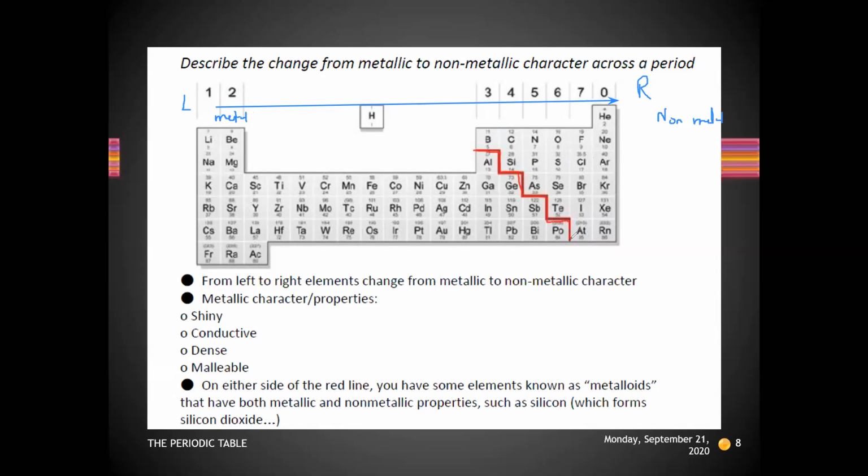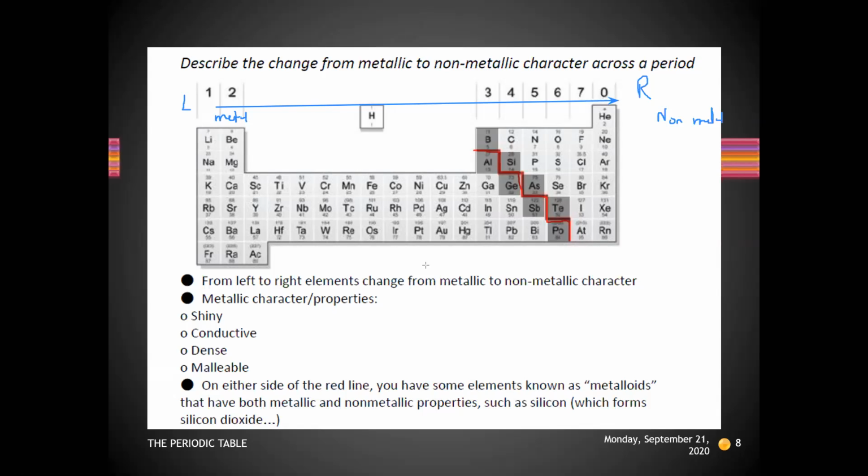So the elements above and below this line are known as metalloids. Why do we call them metalloids? Because some of their properties resemble metals and some of their properties resemble non-metals. For example, aluminum tends to lose electrons. Losing electrons is a property of a metal.